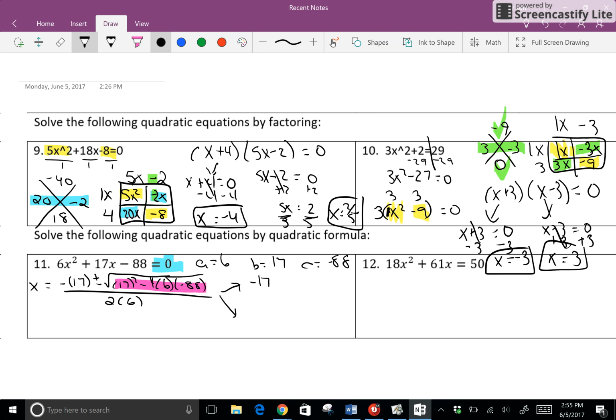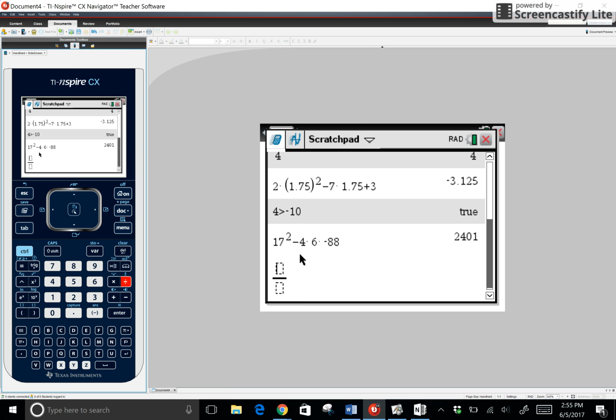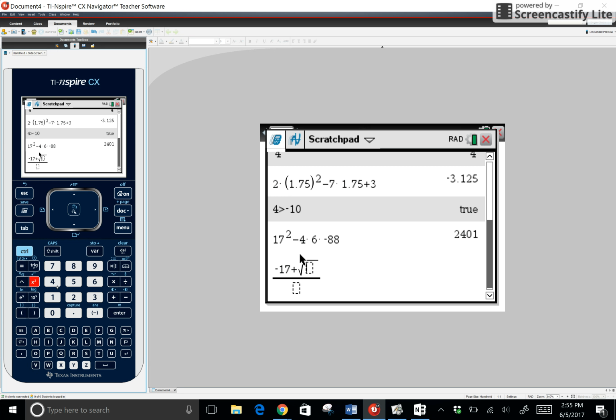Opposite of 17 is negative 17 plus the square root of that big number that you just got. 2 times 6 is 12. And then you do the same thing, just make it a minus. And then you have two easy numbers. Remember this plus minus, that's where I got the plus from, and that's where I got the minus from. On this calculator, hit Control Divide, so you make sure that you set it up correctly.